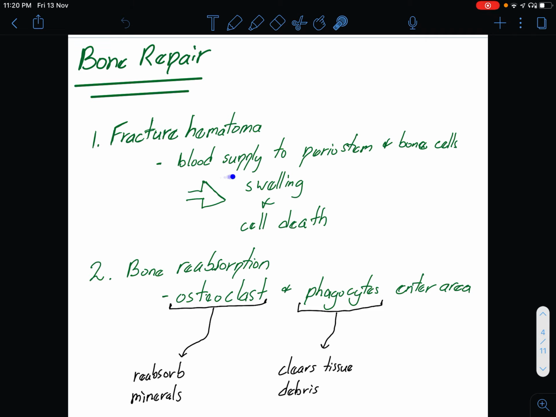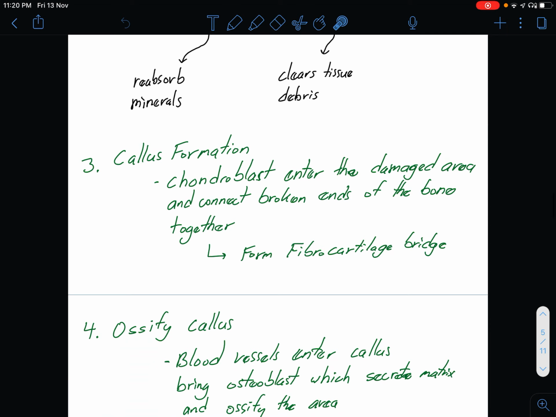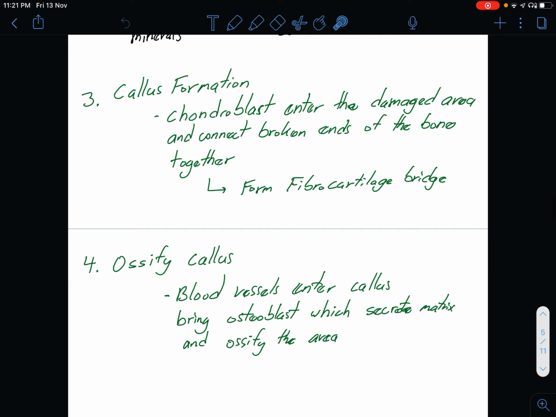So we talked about the blood supply being disrupted, and then secondly, the introduction of osteoclasts and phagocytes, and thirdly, chondroblasts entering the area to create that cartilage skeleton, which is called the callus, and connects the broken ends of the bones. And then finally, we have the blood vessels that vascularize the area once again, bringing osteoblasts that secrete matrix, giving us that new bone.